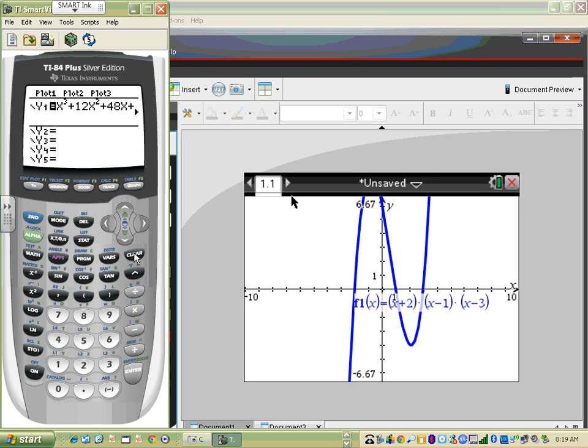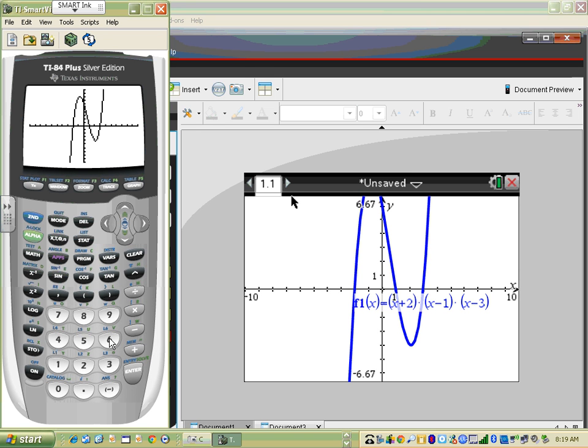So here we go. y equals the quantity of x plus 2 times the quantity x minus 1 times the quantity x minus 3. So on my TI-83 or 84, again, I put the function in factored form, and then I hit the graph button. Notice on the TI-84, I see a better picture of the window, don't I? Let me do a zoom 6. On the TI-84, the standard window goes from -10 to 10 on the y-axis. On the Inspire, the y scale only goes from -7 to +7, or -6 2/3 or whatever.